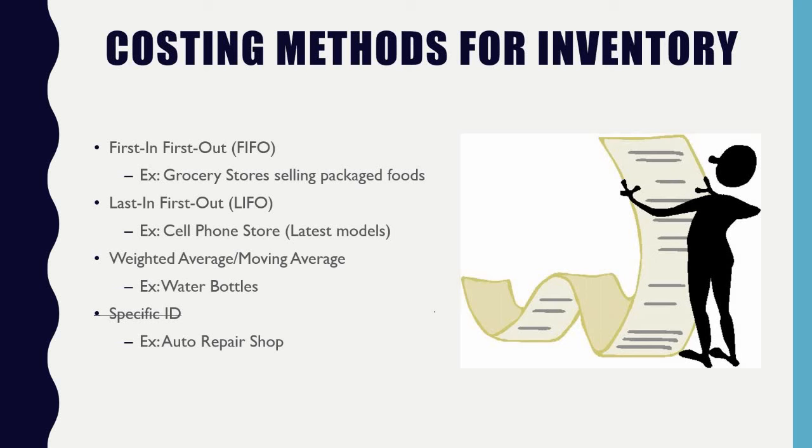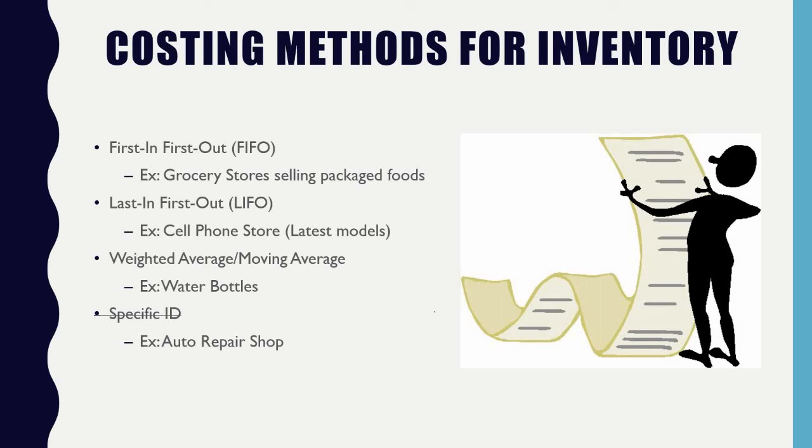Okay, so that's average costing. And then we have one more type of inventory, but I will not talk about it in this class. But it's definitely something that you should know that it does exist. It's called specific ID. And a perfect example of specific ID is going to be an auto mechanic repair store.